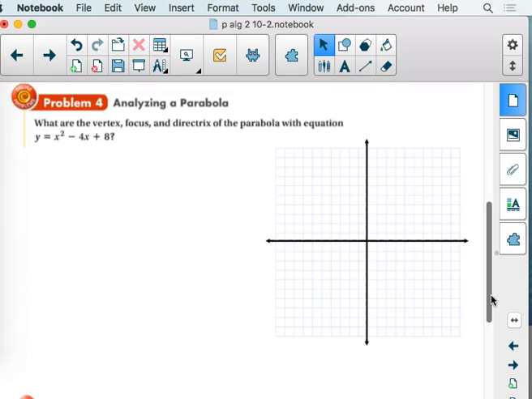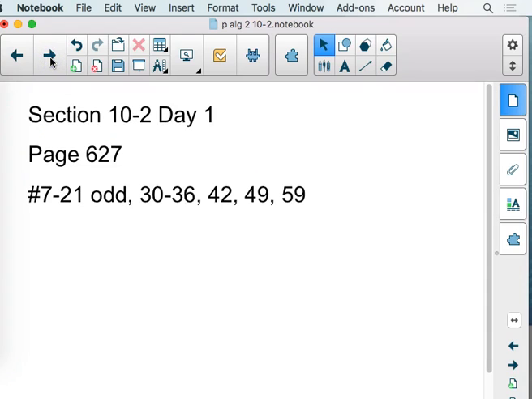Am I running out of time? No, you've got plenty of time. Keep going. You guys should stay quiet. I'll give you homework. I think what we should do is put up 30 to 59. That's pretty reasonable. That just means 7 through 21 odd. That's pretty reasonable. Great deal.